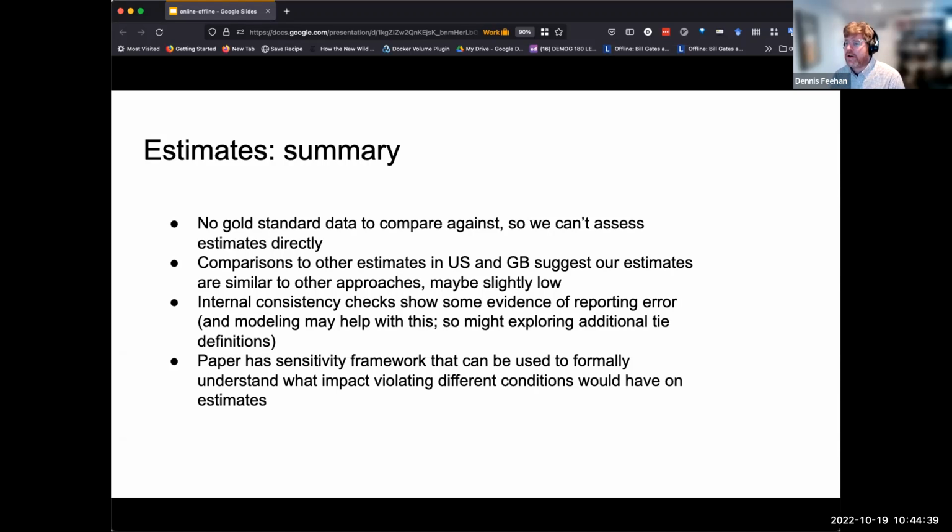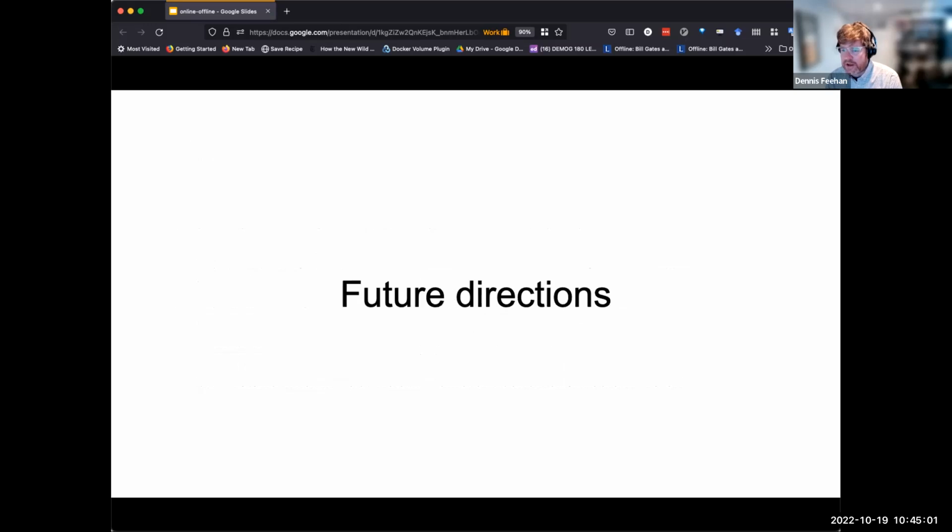This is something that could be addressed in the future with some modeling, or by continuing to explore different tie definitions to see if another type of network produces more accurate information about other people. And if you're interested in what effect all of these different conditions have on the estimates, the paper tries to work through some of that with the sensitivity framework. Okay, so now I think I'm almost done.